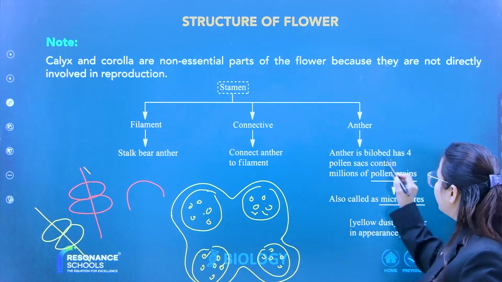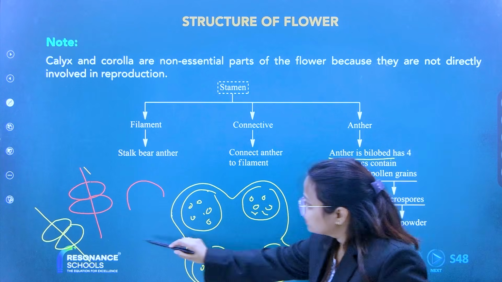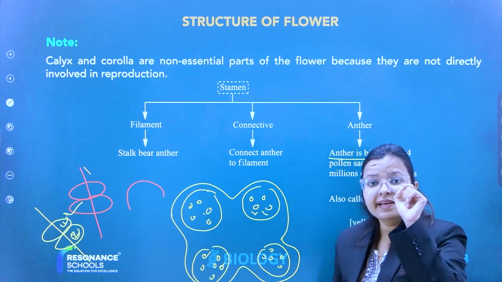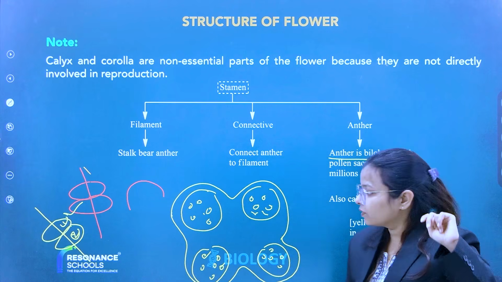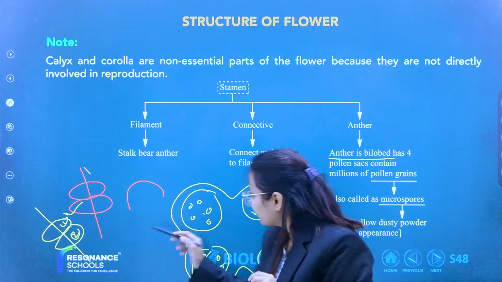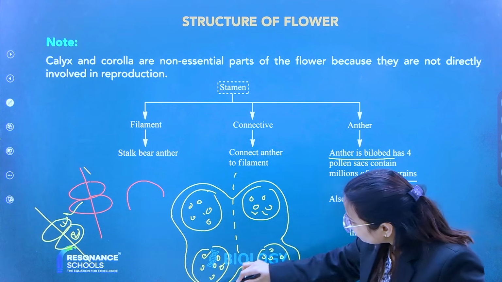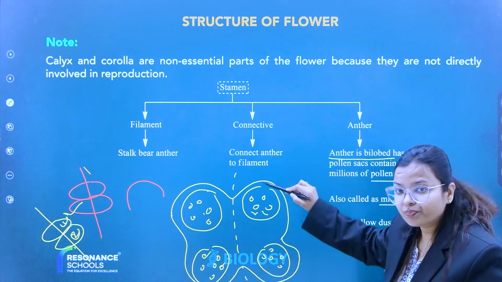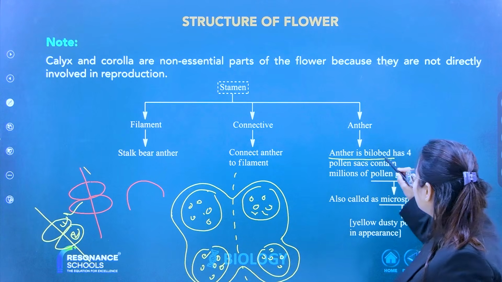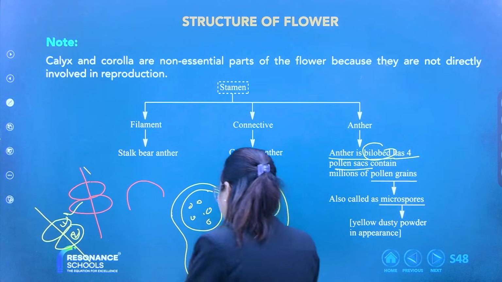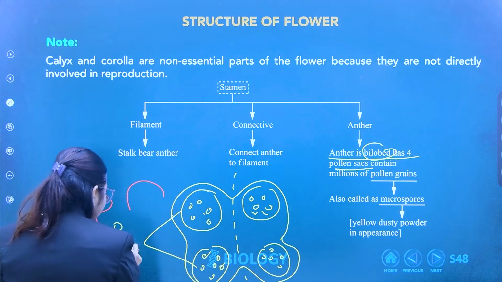So the anther is bilobed. These are the lobes, one lobe and two lobes, and each lobe has two chambers. If you cut this and look at each lobe, this is one lobe and this is one lobe. So the anther is bilobed. It has four pollen sacs. These are pollen sacs.